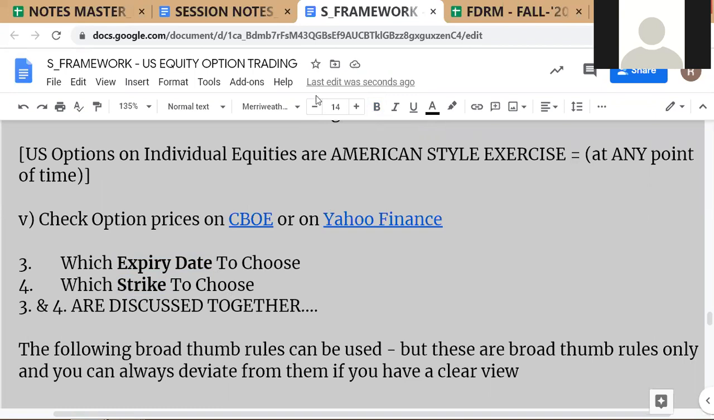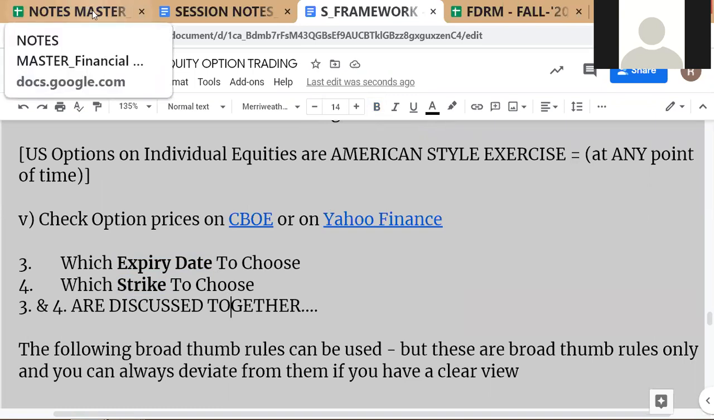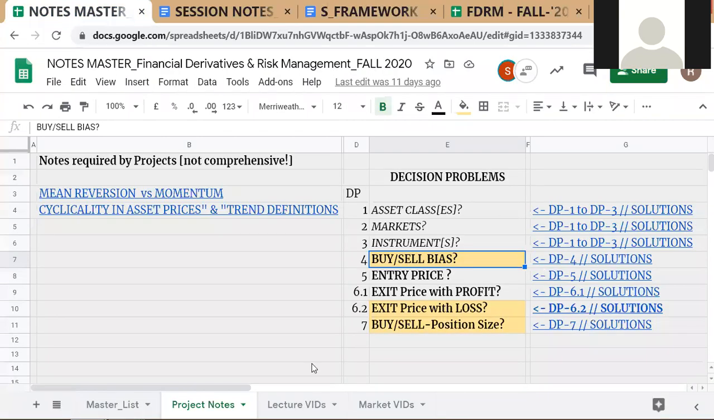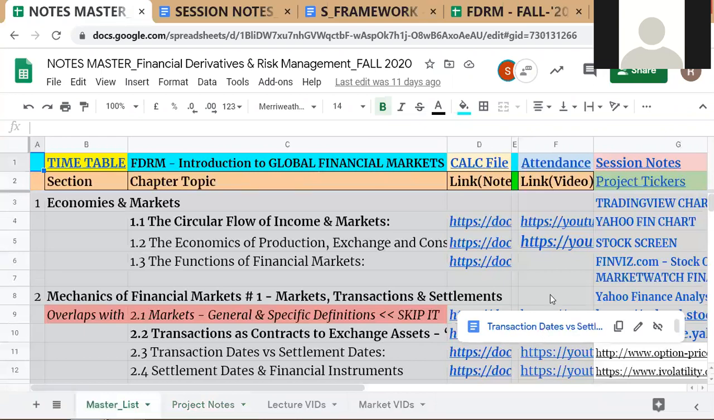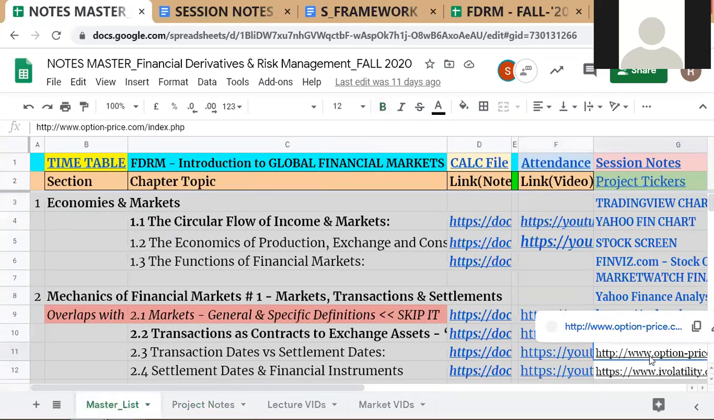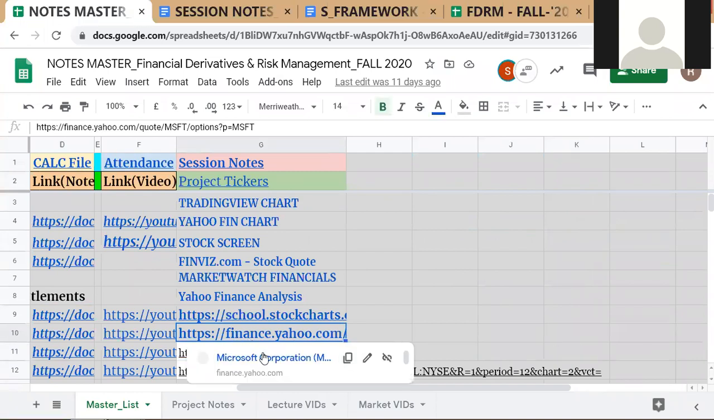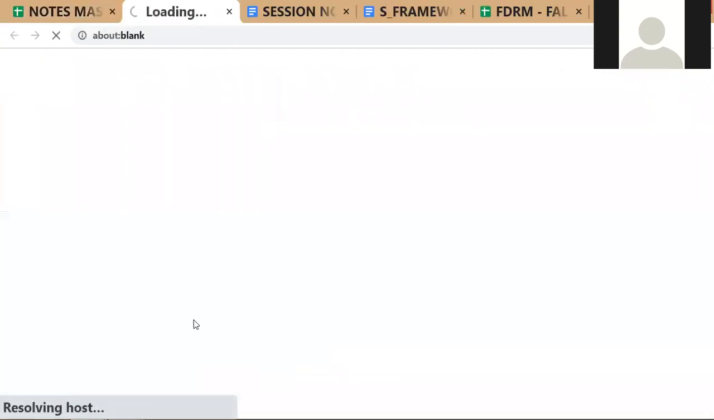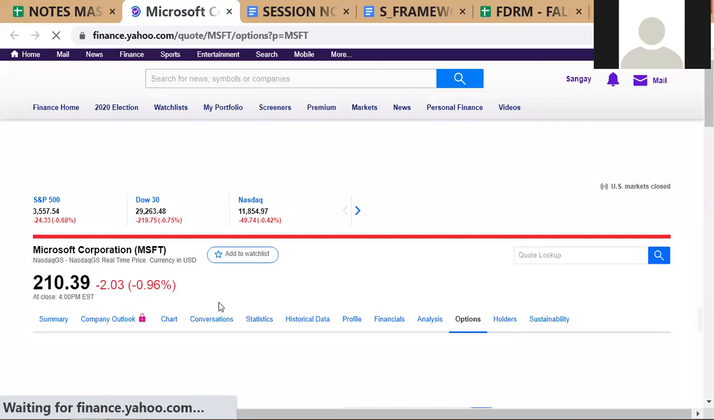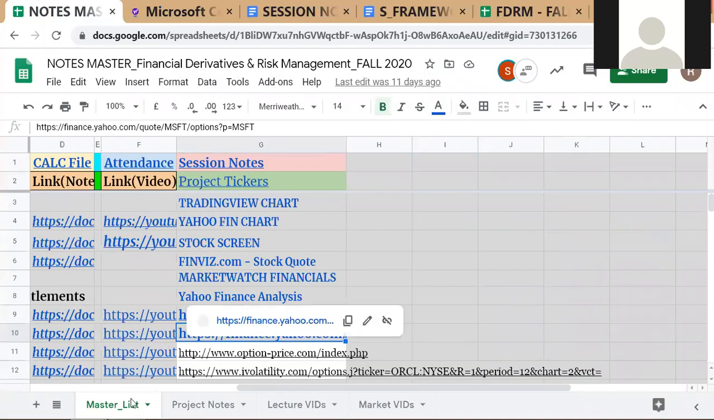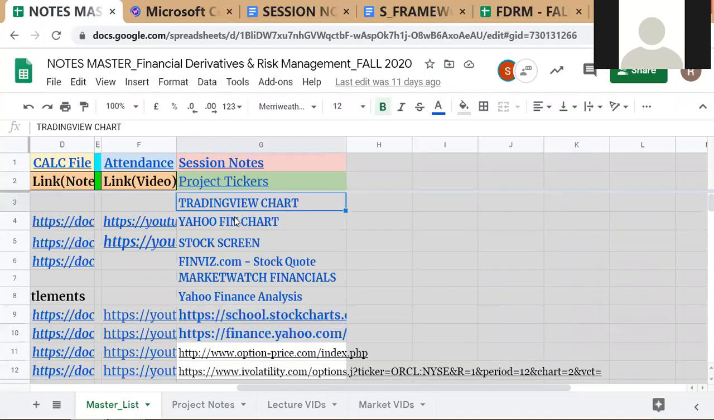Anyway, we can understand this just by looking at a simpler case. We'll look at the Yahoo Finance option display, and from there hopefully we can get an idea. Let's look at Microsoft options on Yahoo Finance, and then we'll get a good understanding. We have to be clear about the difference. Let's open the view chart.